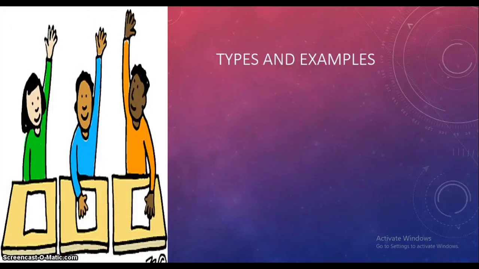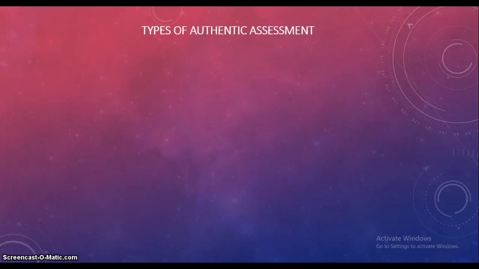Now, types and examples. Types of authentic assessment. First, oral interviews. Here, the teacher asks students questions about personal background, activities, readings, and other interests. Story or text retelling. Student retells main ideas or selected details of text experienced through listening or reading. Next, writing samples. Student generates narrative, expository, persuasive, or reference papers.